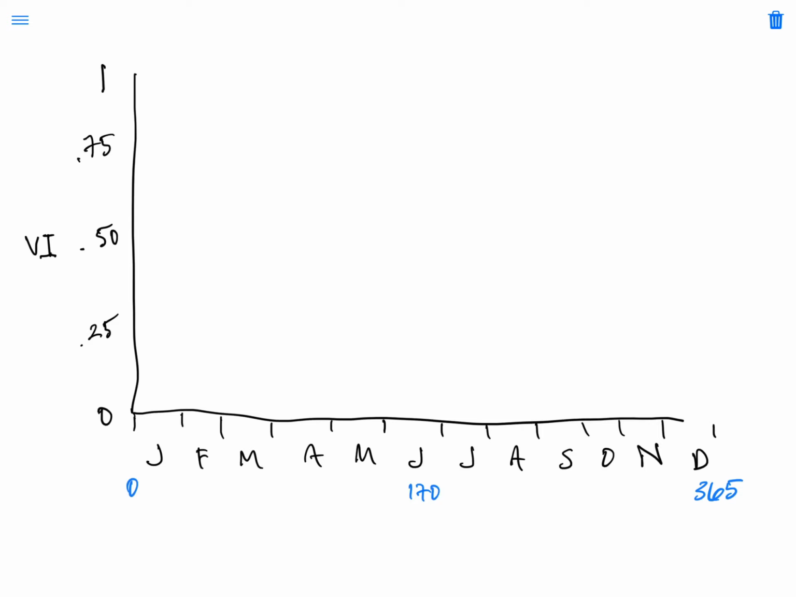So our graph would look like this. In winter months, we would have very low vegetation. In fact, I'm going to make this line a little bit thicker. But we would have very low vegetation in the winter months. We might even have some snowfall that completely covers whatever vegetation is there.